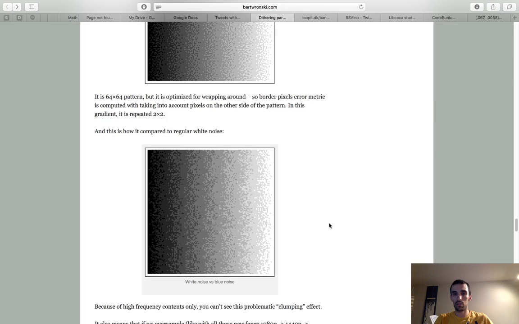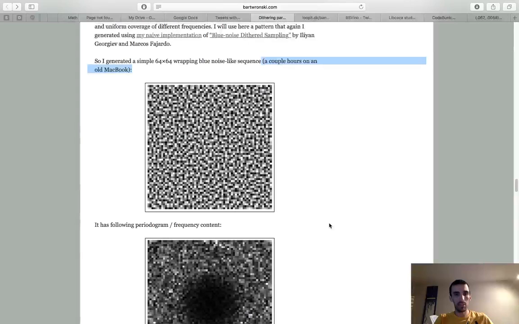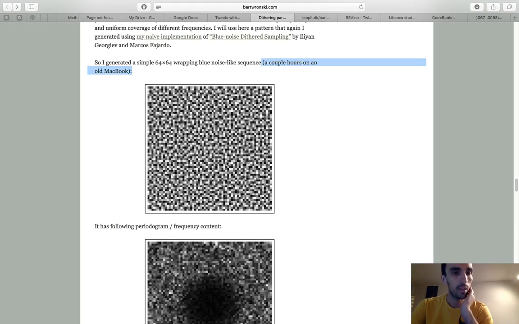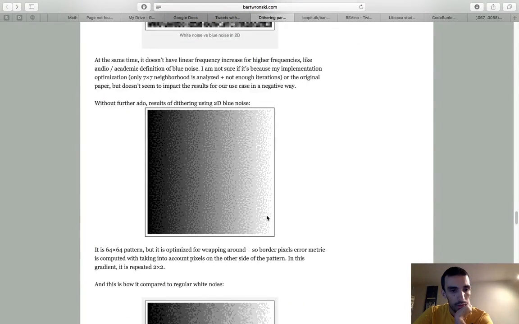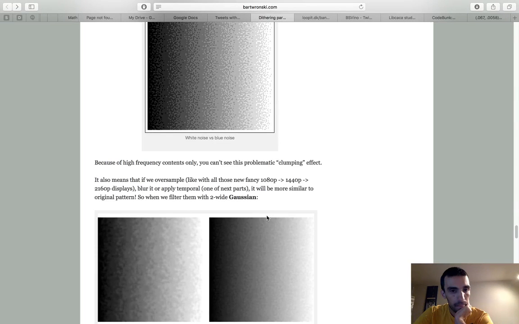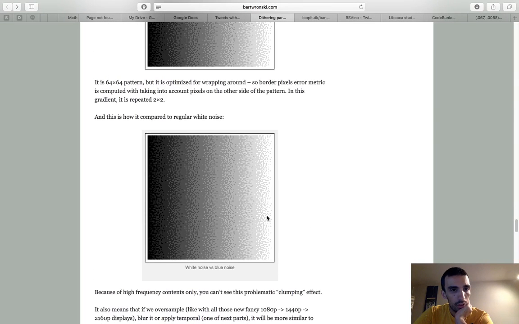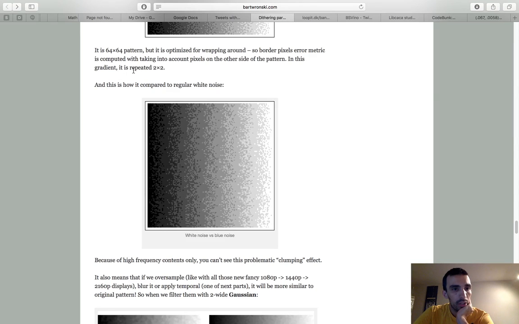So border pixels. Oh wait, if this is a 64 by 64 pattern, then it should repeat every so often. And I'm going to look for a pattern here. No, I don't see it repeating anywhere. I'm looking for this guy right here. Oh, so maybe this whole thing is 64 pixels. That could be. That's probably it. All right, fair enough. So where were we? In this gradient, it's repeated 2 by 2.